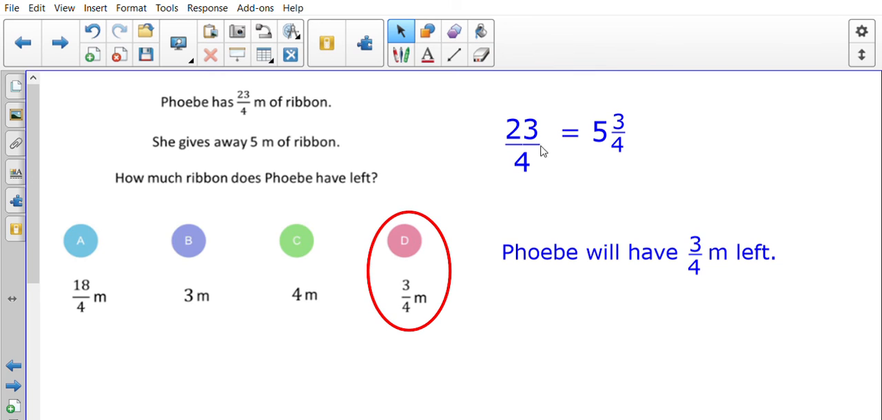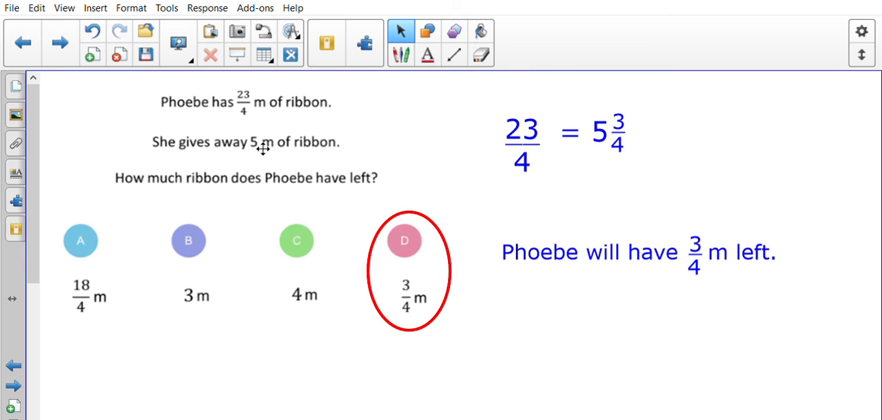in the question and I've written it as a mixed number, because straight away what I can see is 4 goes into 23 5 times. 4 times 5 is 20, so therefore I've got 3 left over. And very, very quickly I can see 5 3/4 is what she has. So if she gives away this whole 5 meters, all I'm left with is the 3/4. Okay, and that's why very quickly you can get to D.